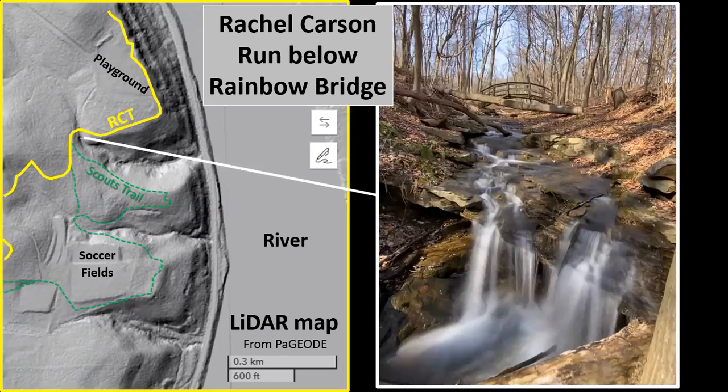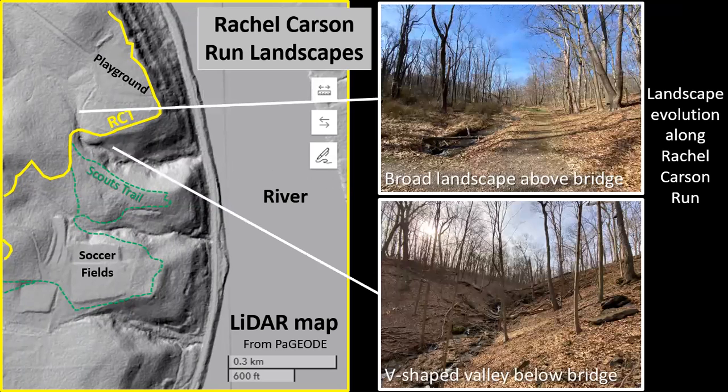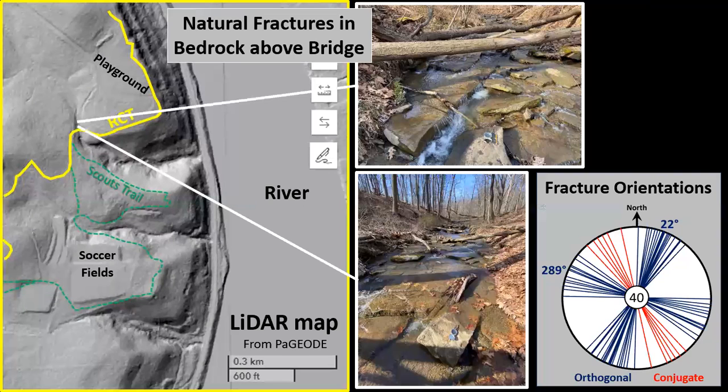Working our way south, here's Rachel Carson Run. There's bedrock in the stream around Rainbow Bridge. So there's ongoing erosion there. You can see the nice cascade with Rainbow Bridge where the Rachel Carson Trail crosses Rachel Carson Run. The landscape below the bridge has this young V-shaped, strongly erosional valley. And then you go above the bridge, you lose bedrock in the stream bed, and it's a broad valley, that pre-Pleistocene landscape. There are natural fractures exposed in the stream bed where the bedrock is exposed near the bridge.